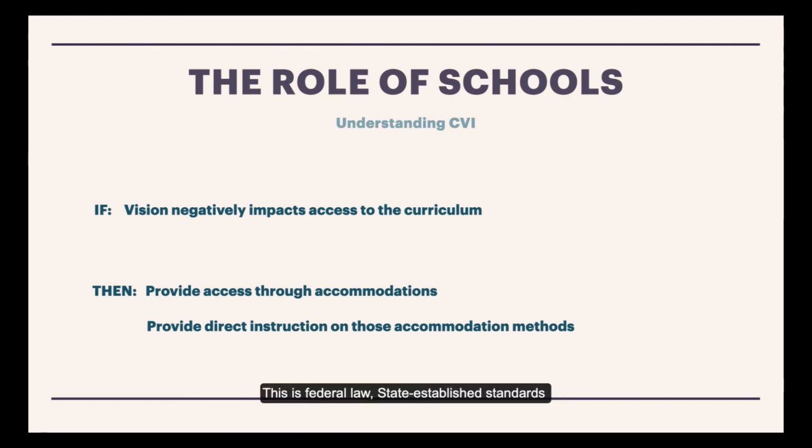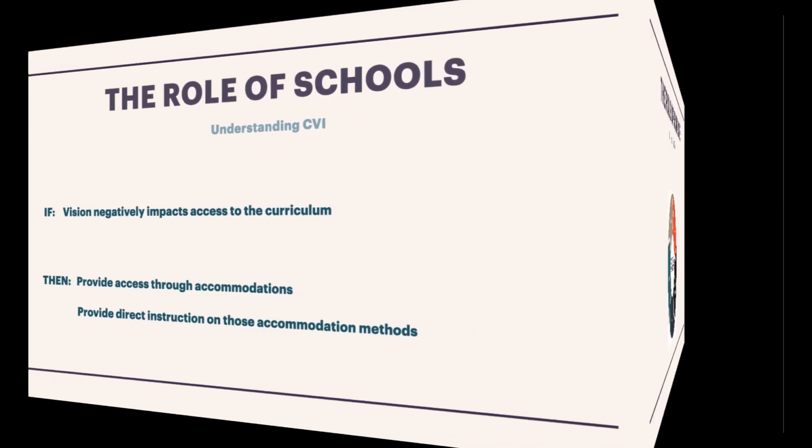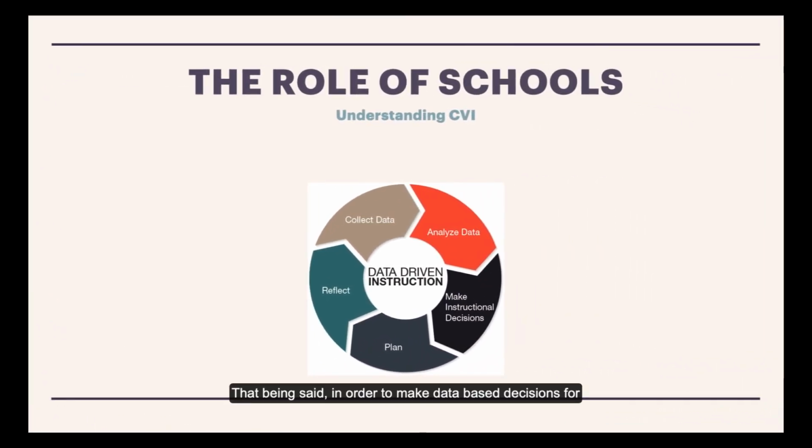This is federal law. State-established standards must not narrow the definitions in IDEA. Children with CVI with a negative impact on access qualify for special education services under IDEA. That being said, in order to make data-based decisions for a student, we must collect their baseline data. In order to figure out where you're going, you must first know where you are.